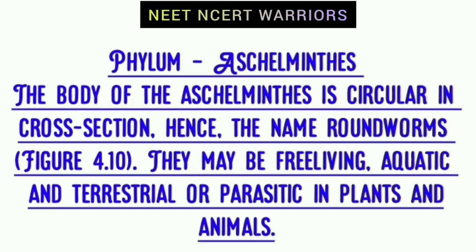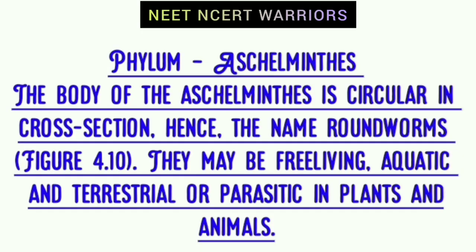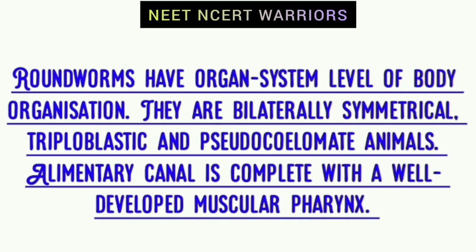Topic: phylum Aschelminthes. The body of the Aschelminthes is circular in cross-section, hence the name roundworms, you can see in figure 4.10. They may be free-living, aquatic and terrestrial, or parasitic in plants and animals. Roundworms have organ system level of body organization. They are bilaterally symmetrical, triploblastic and pseudocoelomate animals. Alimentary canal is complete with a well-developed muscular pharynx.